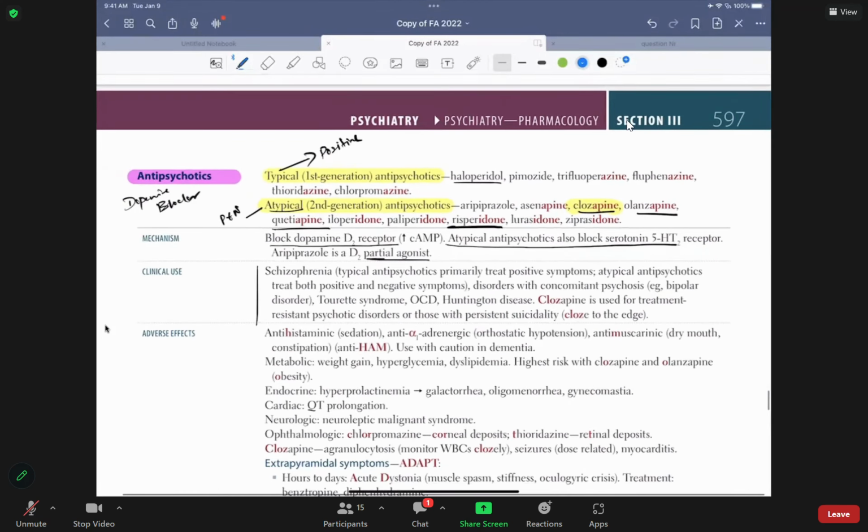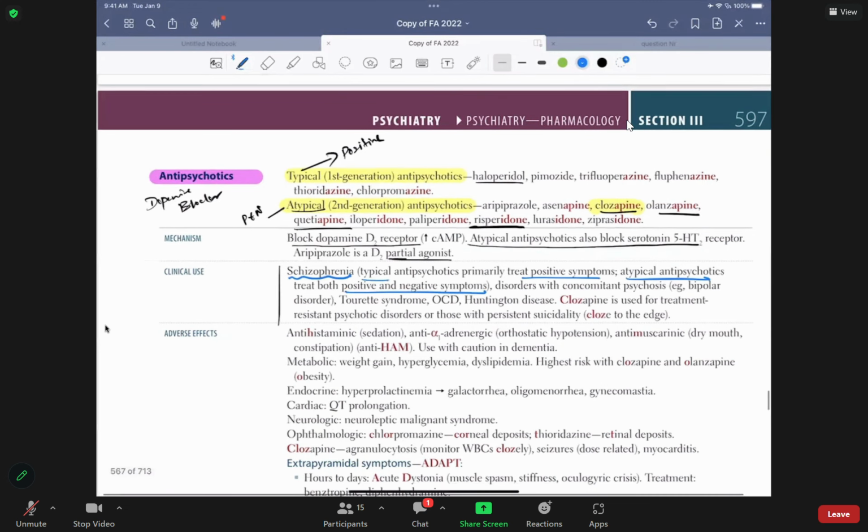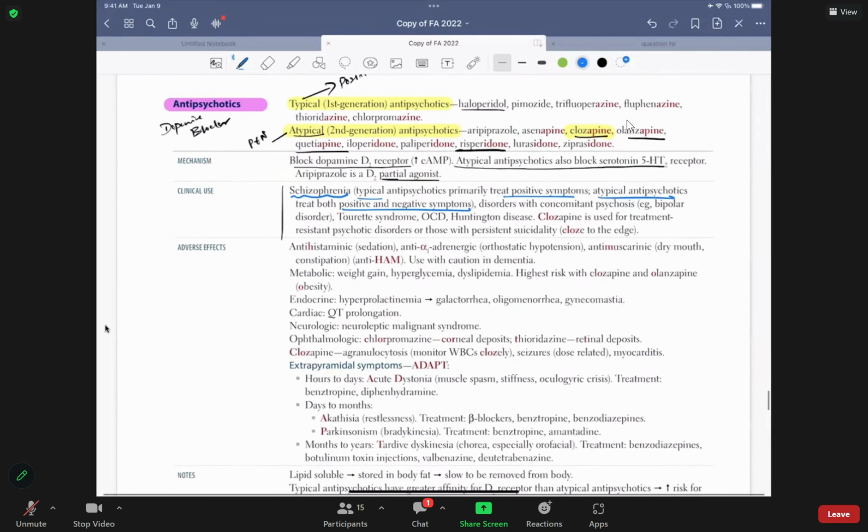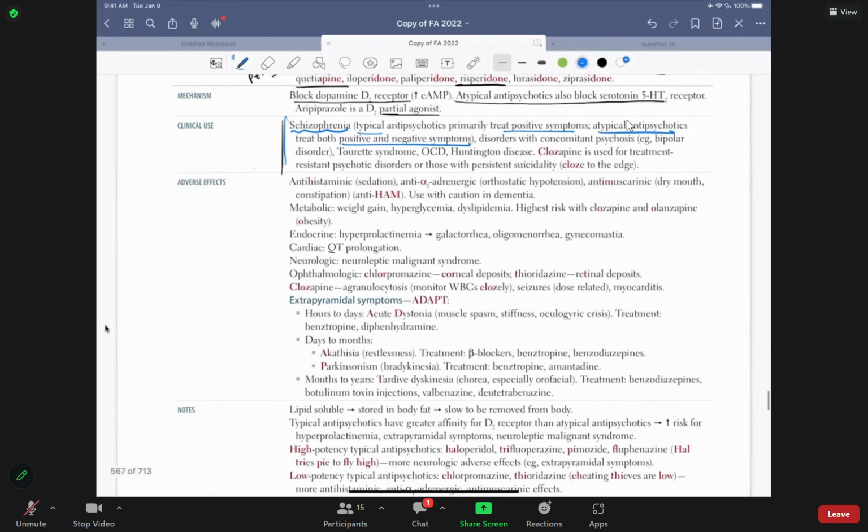Anyway, so typical and atypical work for schizophrenia. Look at this: typical primarily treats positive symptoms, atypical works on both. We already talked about it. You could use this medication for so many treatments, folks. When it comes to antipsychotics, you don't need to memorize in which disease you use. What you need to memorize is the adverse effects. Look at how much it has. So many side effects. Let's start with this.